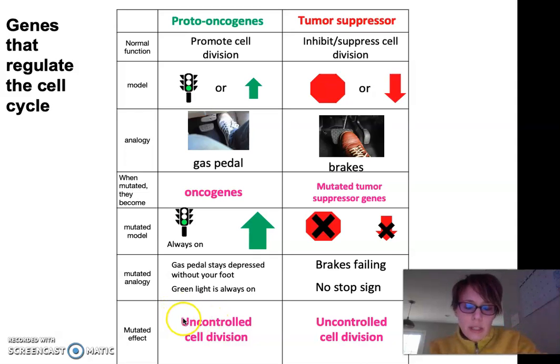So both of these lead to cancer, and usually it's an accumulation of mutations. So it usually isn't just one proto-oncogene is mutated or one tumor suppressor gene is mutated. It's often that there's an accumulation of mutations in proto-oncogenes and tumor suppressor genes, and there's lots of proto-oncogenes and tumor suppressor genes.